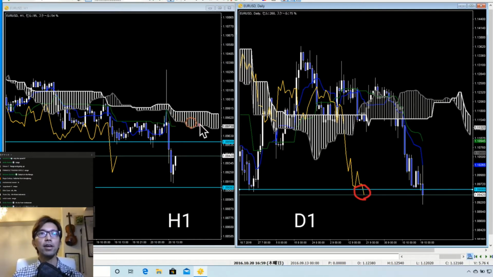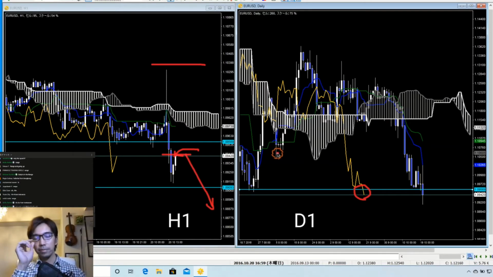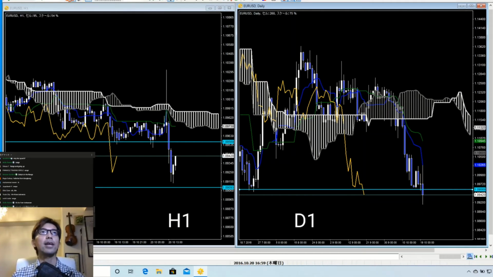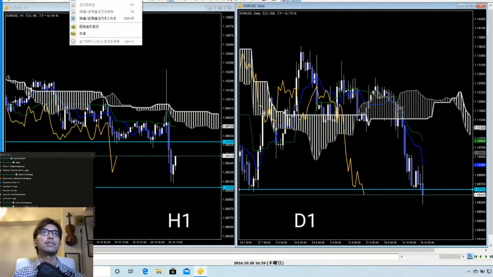In the 1 hour chart, the Kumo is still horizontal, so I can place a sell here, or sometimes I just take a sell in this case, and I just put the stop loss slightly above the wick pointing upwards and expect the price to keep going downwards this way, right? So let me just place a sell right now, just as an example.